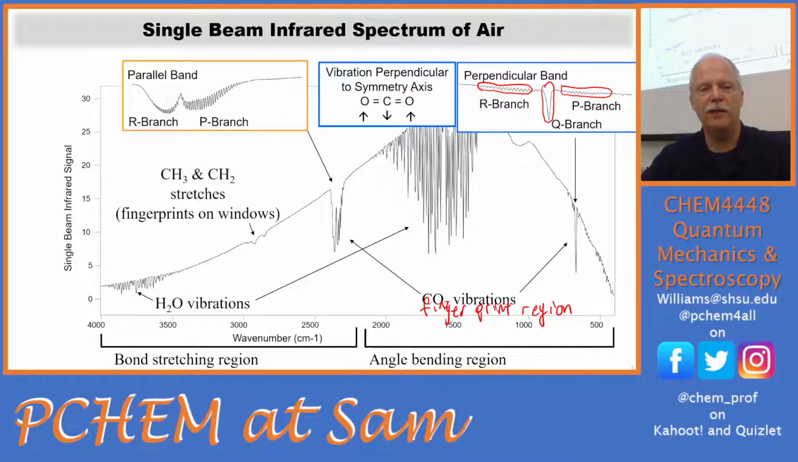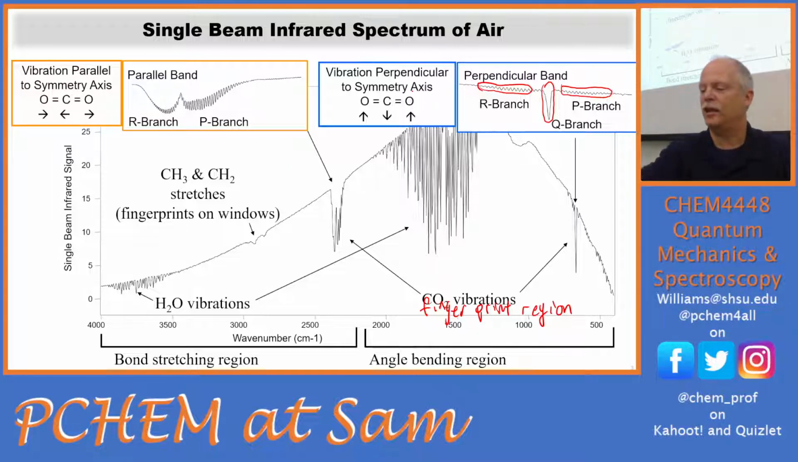And then up here we have the parallel band. We still have this P and R branch, which we'll explain today. And this is a vibration parallel to the symmetry axis. So this is the carbon-oxygen stretch. It's the asymmetric stretch. So if my head is the carbon and my hands are the oxygens, it's this one. So it's stretching like this. And that sets up a dipole moment that changes with vibration. And so that's why it's infrared active. The symmetric stretch, there's no change to the dipole moment, and so that's in the Raman spectrum, not in the infrared. So we don't see the symmetric stretch, but we do see the asymmetric stretch.